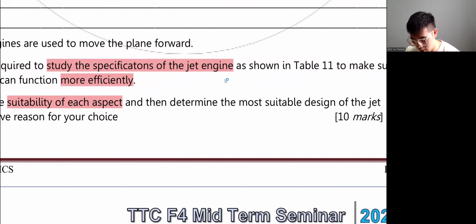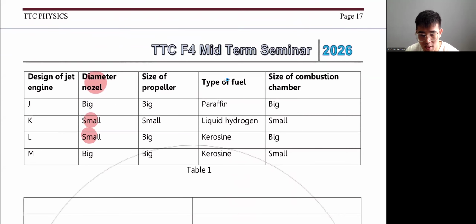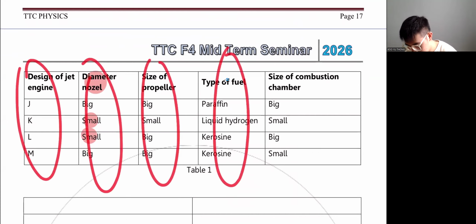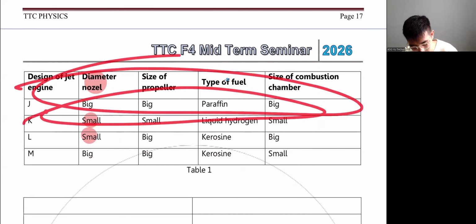Now the last part of the question says you have to determine the most suitable design of the jet engine. Determine the most suitable means you have to pick which jet engine is the best jet engine. Can you see in this table, there are 5 columns, right? And 5 rows. Rows are horizontal, 5 rows.